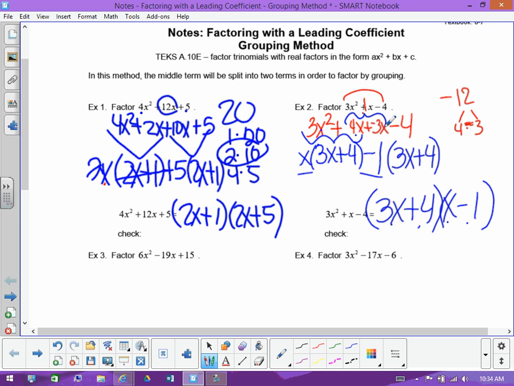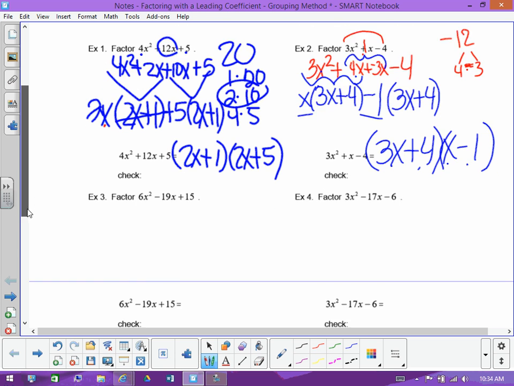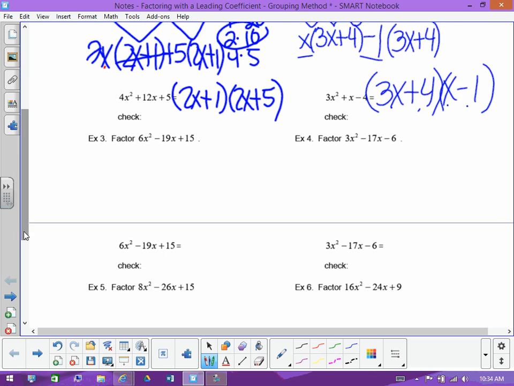Okay, so look at number 3. Nobody has this one written down, so you should be writing as we go. You need to go out to the edge, write it on your little paper, use your calculator. What's 6 times 15? 90. So we have 90. We want factors of 90 that add up to negative 19.